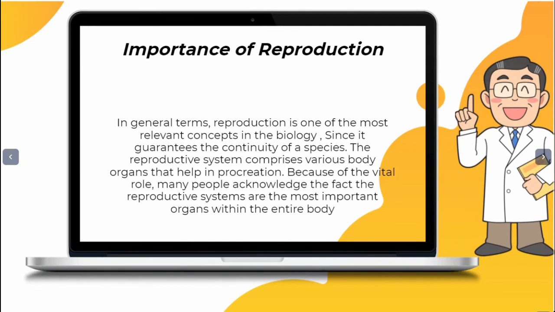Importance of reproduction. In general terms, reproduction is one of the most relevant concepts in biology, since it guarantees the continuity of a species. The reproductive system comprises various body organs that help in procreation. Because of this vital role, many people acknowledge the fact that reproductive systems are the most important organs within the entire body.